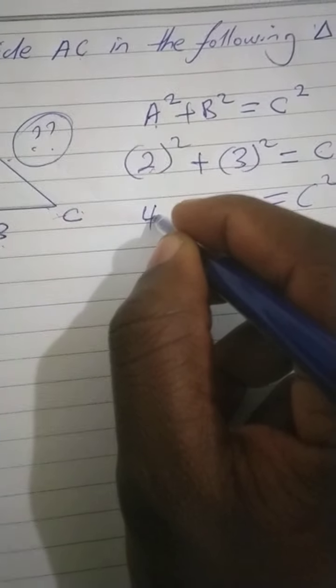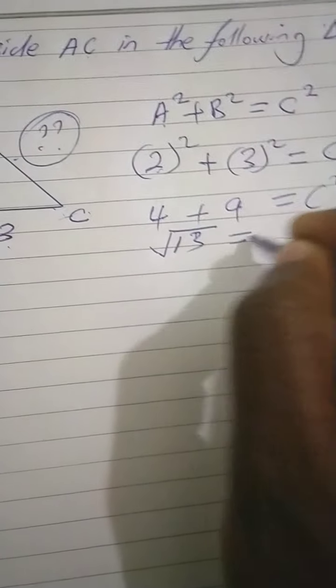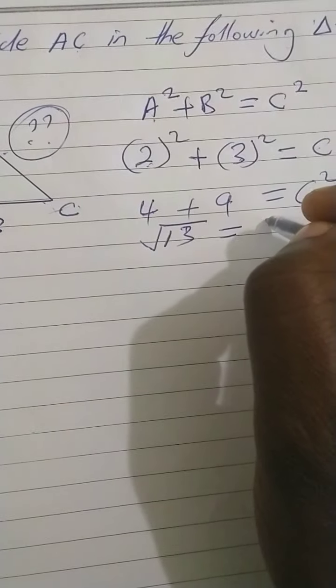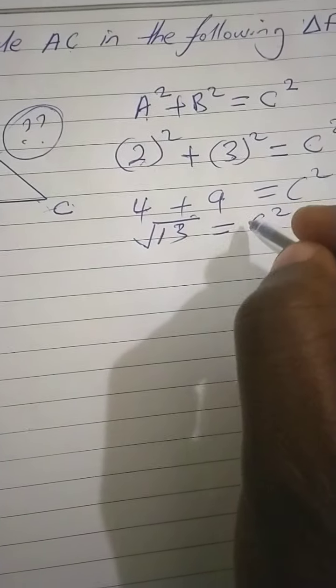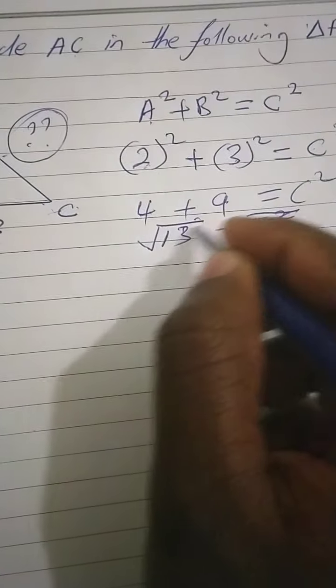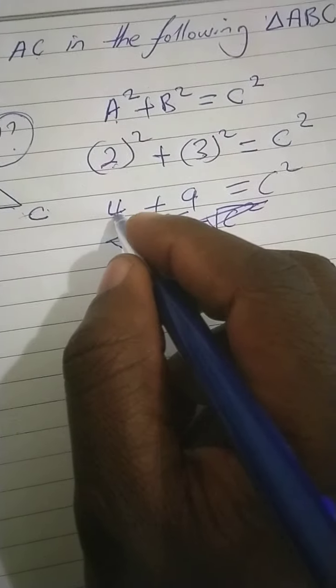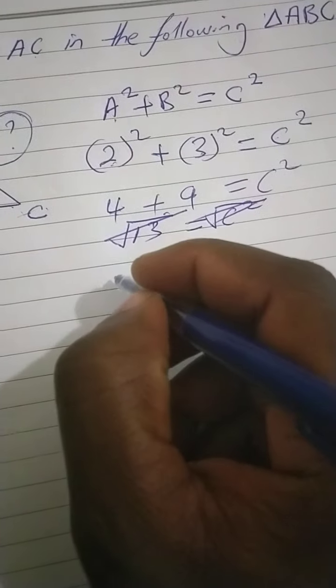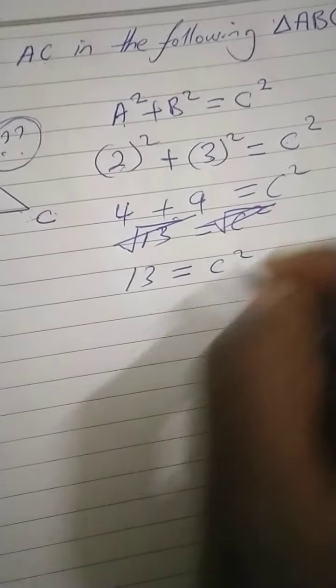So if I add the two, they give me the value of 13, equals C squared. Sorry, I'm doing everything at the same time. Let me not jump the step. So 4 plus 9 is equal to 13, equals C squared.